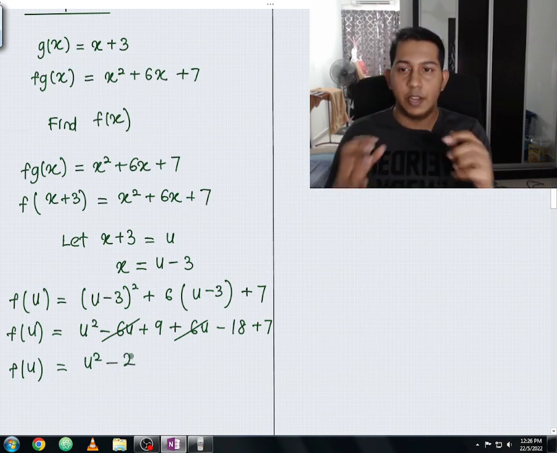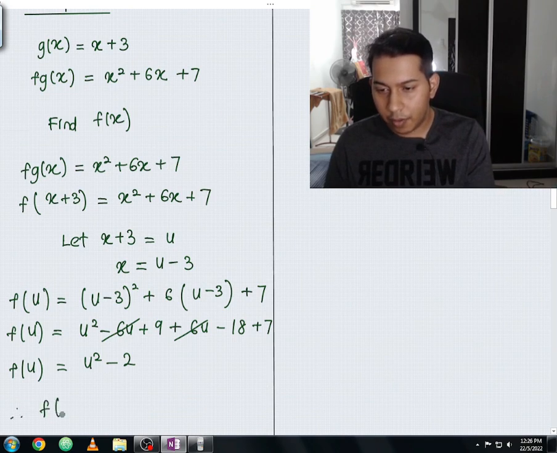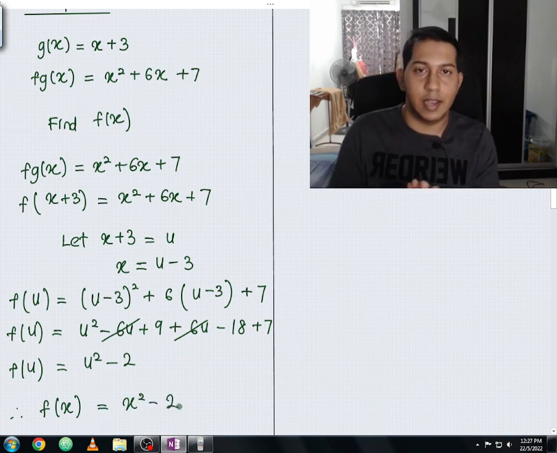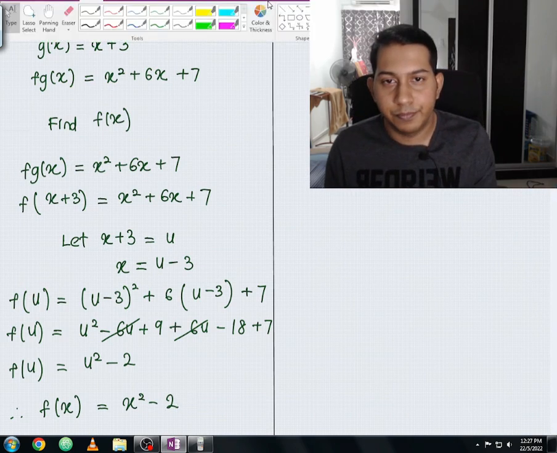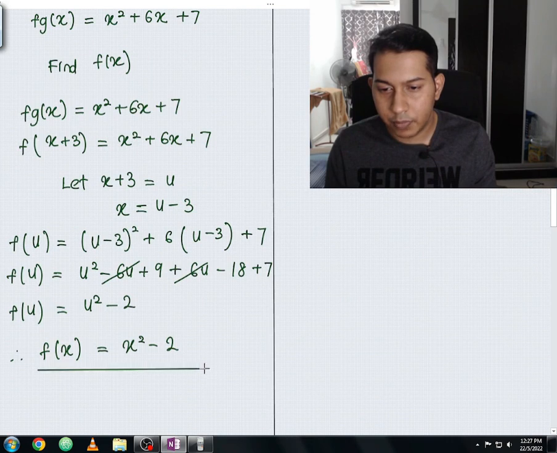But we are required to find f(x). We are very close to our final answer. What you do now is you just replace u with the letter x. Therefore, your f(x) is equal to x squared minus 2. This is your answer, guys. Let me just underline this solution.